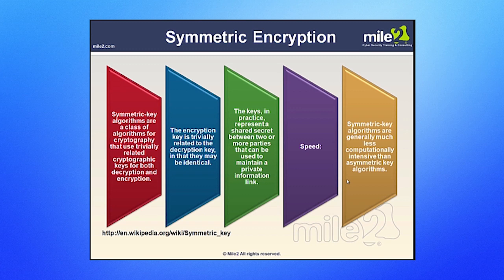And with the symmetric, again, there is one key to do encryption, one to do decryption. And the idea is this key would need to be shared with whoever I want to decrypt what I send them. So if I encrypt a document and I want you to be able to decrypt that document, I must get that key to you.